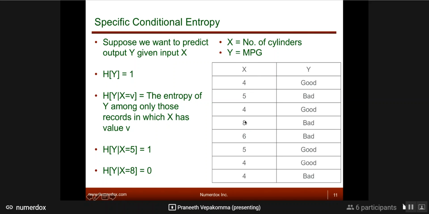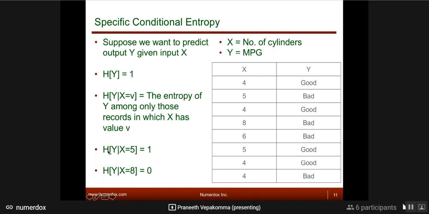Or if I tell you the information that it is 8 cylinders, if I give you that condition beforehand, is it more likely that it is skewing towards one particular decision with a higher certainty? So is it more likely good or more likely bad? Or is it still equally likely, making it very hard to predict? That is what entropy is measuring. So the entropy of y among only those records in which x has a particular value.